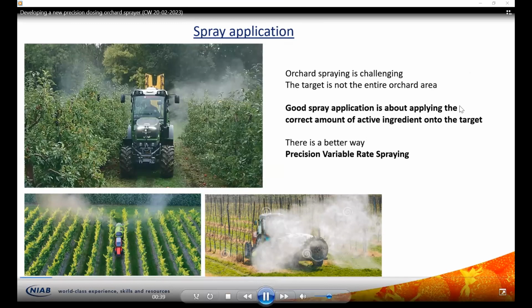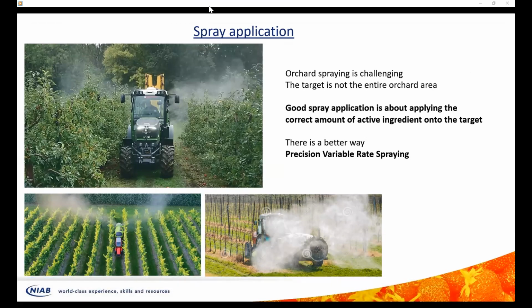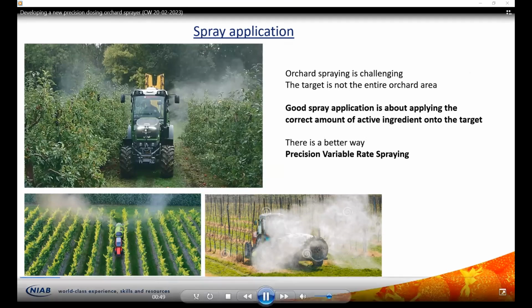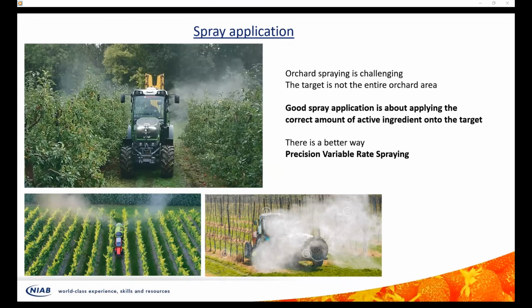Fixed rate spray application set up correctly can do a much better job than that you can see in these photos, but it still treats orchards as a uniform target. However, orchards are definitely not uniform, and variable rate spray application has the potential to reduce input costs and improve crop management, leading to better yields and reduced environmental impact.